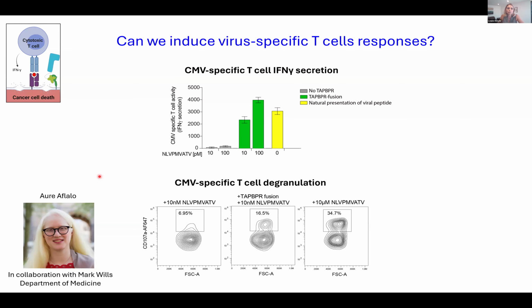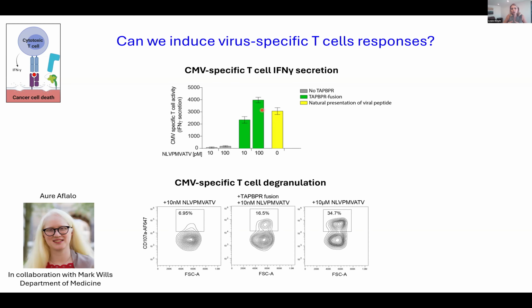So here you can see some data looking at interferon gamma secretion, for example. When we treat our tumour cells with picomolar concentrations of peptide alone, it's not enough to trigger the T cells to respond. However, when we pre-incubate the tumour cells with our TAPBPR and then incubate with the peptides, we now see that the T cells are activated and secrete interferon gamma. And actually the level of T cell activation we can observe is similar to when we express the viral protein inside the tumour cells themselves in their natural processing, shown here with the yellow bar.